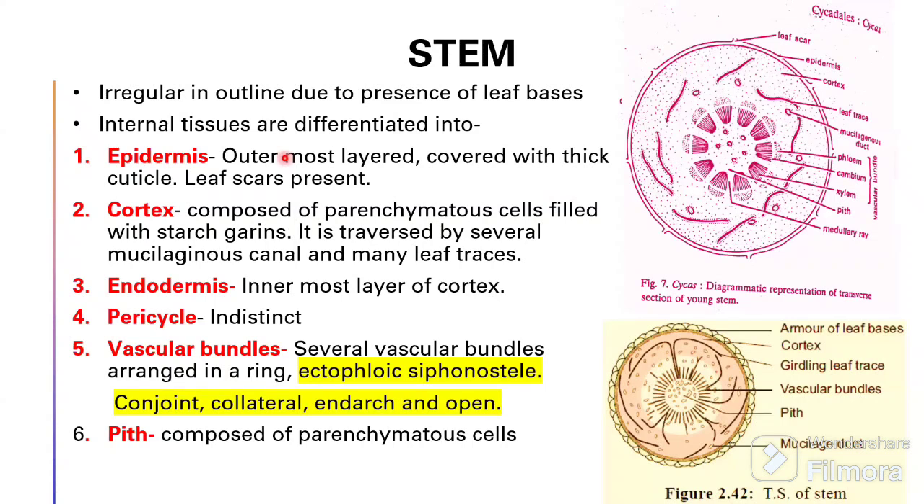Pith is composed of parenchymatous cells. You can see the transverse section of the stem where there is armor of leaf bases or leaf scars present over the stem. Over the epidermis, it is followed by a multi-layered cortex region, and the cortex is followed by endodermis. Pericycle is not very clear, then vascular bundles, and pith. Cortex is traversed by mucilaginous canals. Yes, you can see here the mucilaginous duct. And this is the transverse section or internal structure of the stem in Cycas.